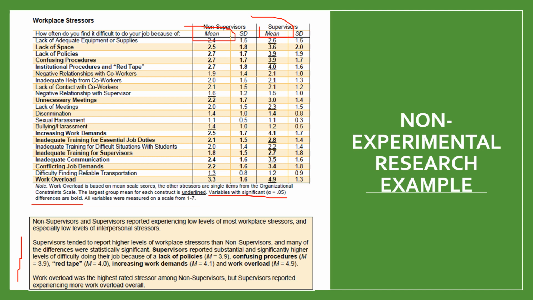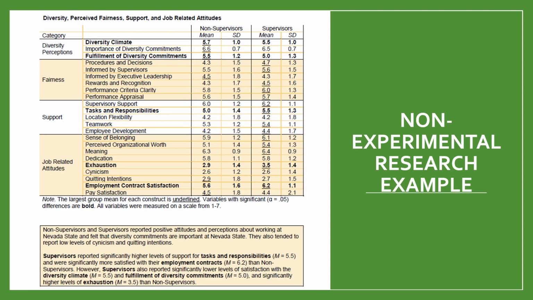So our supervisors reported higher levels of difficulty doing their job because of lack of policies, confusing procedures, red tape, increasing work demands, and work overload. And if you look overall, work overload, which is at the bottom, had the highest means overall and a much higher mean for supervisors than non-supervisors. This is non-experimental research because we are measuring all these different variables, looking at stress, but we're just comparing pre-existing groups, supervisors and non-supervisors.